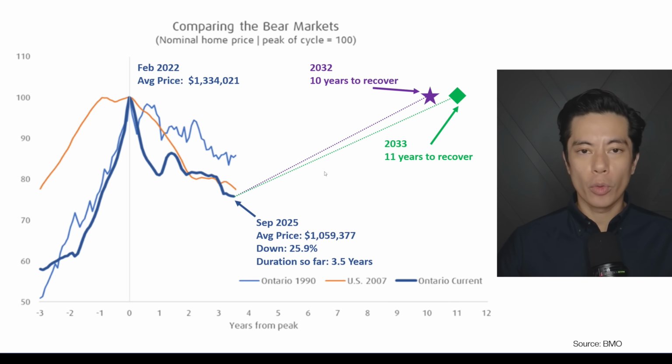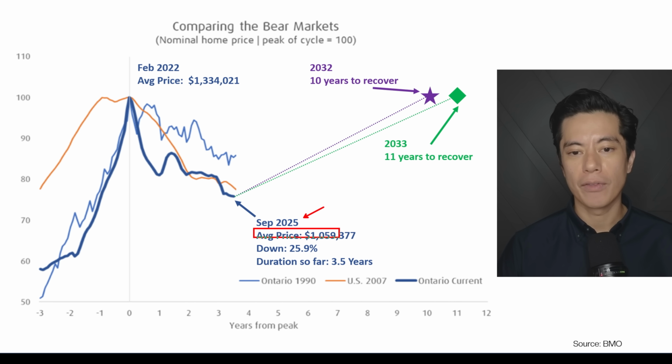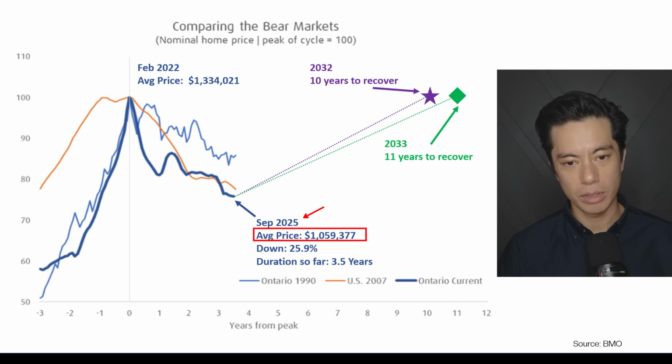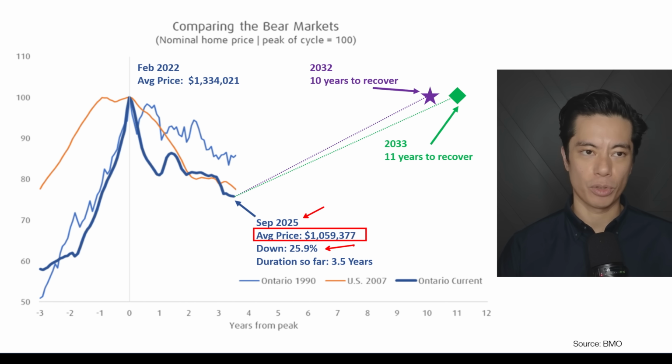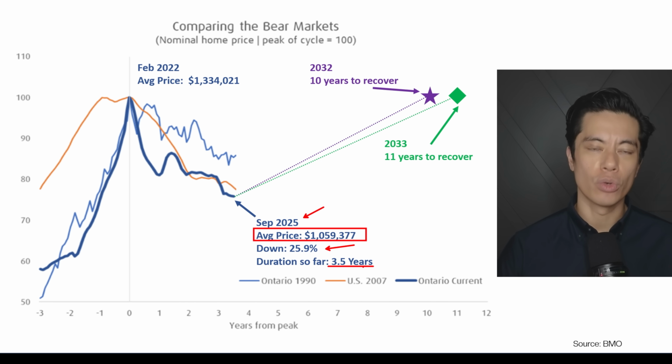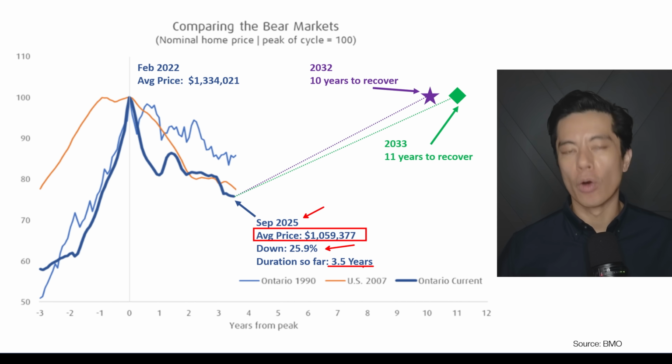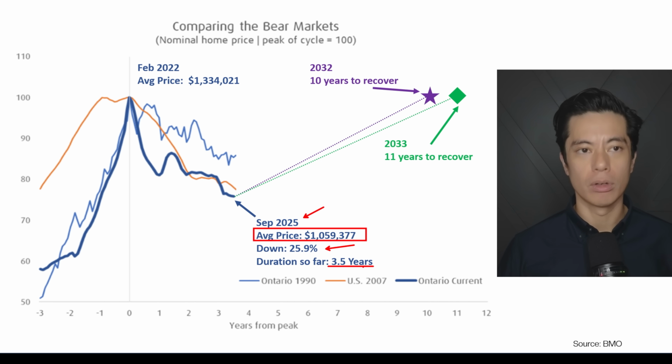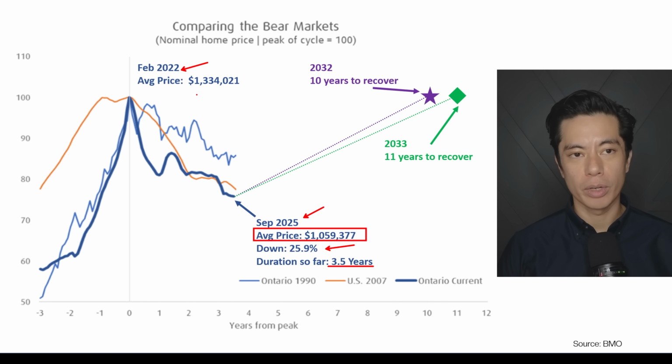So this is where we are in a snapshot right now. Currently, with the latest numbers that I have, September 2025, your average price is $1,050,000. It's down 26% so far from the peak, and we are 3.5 years into our cycle, our bear market, whatever you want to call it, our crash. It's totally up to you. Our peak was February 2022, and the average price was 1.3 million. Again, this is as a whole aggregate for everything.